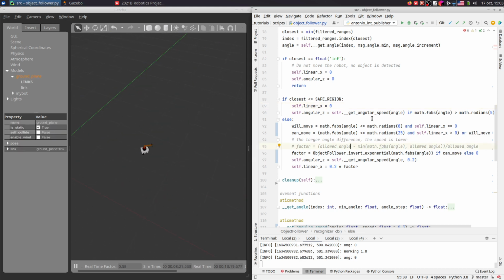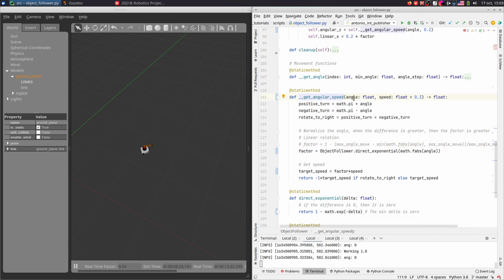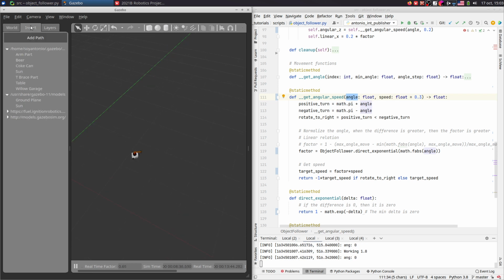To get our angular speed, what we are doing is to get the angle. The angle can be between minus 180 and 180. Not exact values, but approximately. And then we have our speed, so we can have a different speed when the robot is moving and also when the robot is stopped. That is just to have a compensation later, because right now we know that it can move faster when it is stopped because we don't have any other alteration.